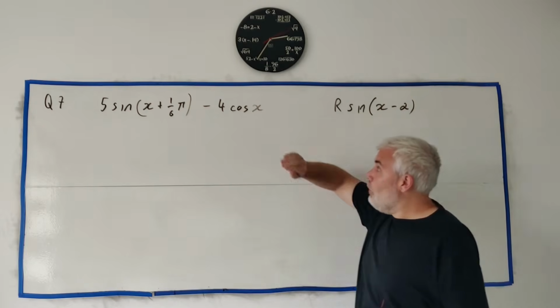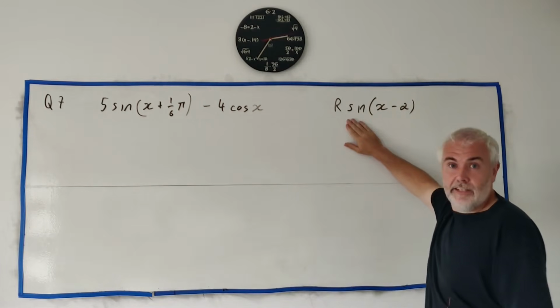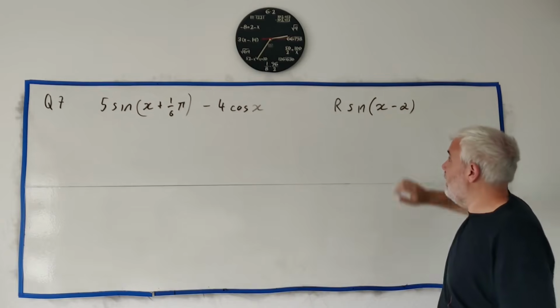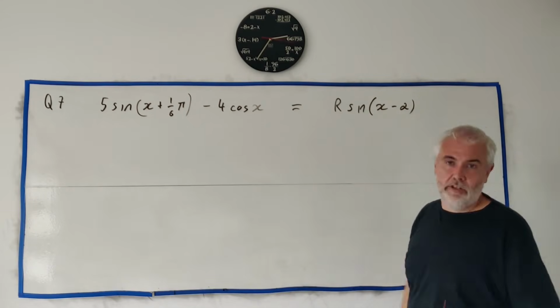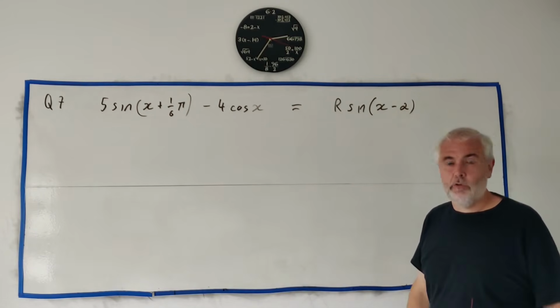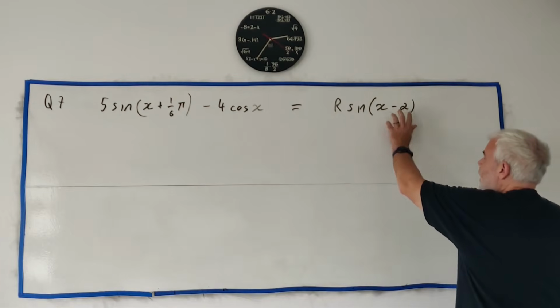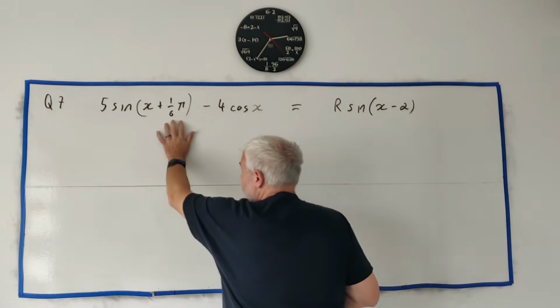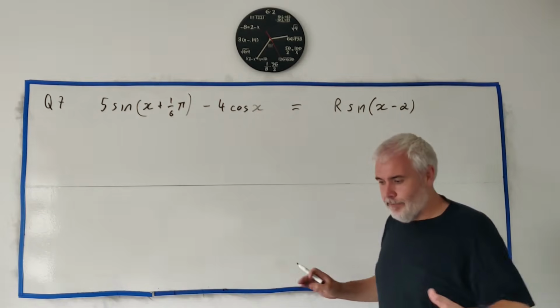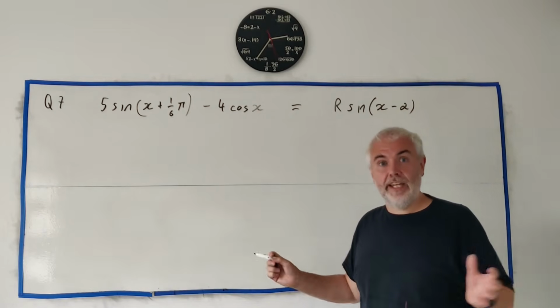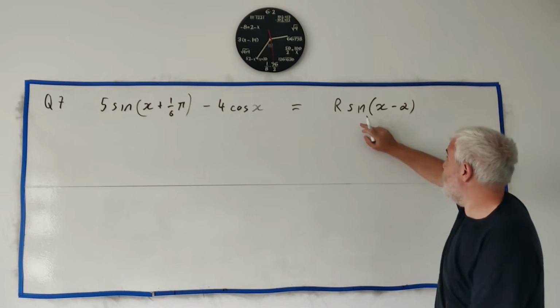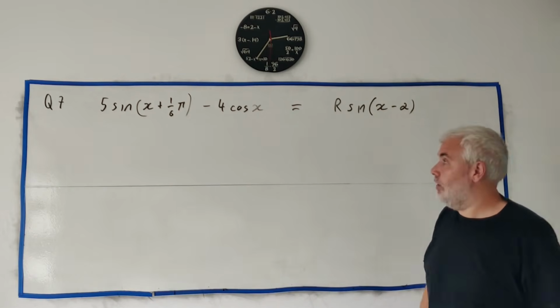Well, if they want this to look like this and they just want us to find what R and alpha are, let's just put it equal to each other and expand both sides out, because we know lots of rules about sine of two angles, and in fact over here, sine of two angles. Let's expand both of these out and then try to equate them together. Hopefully we'll be able to find a solution for R and alpha.